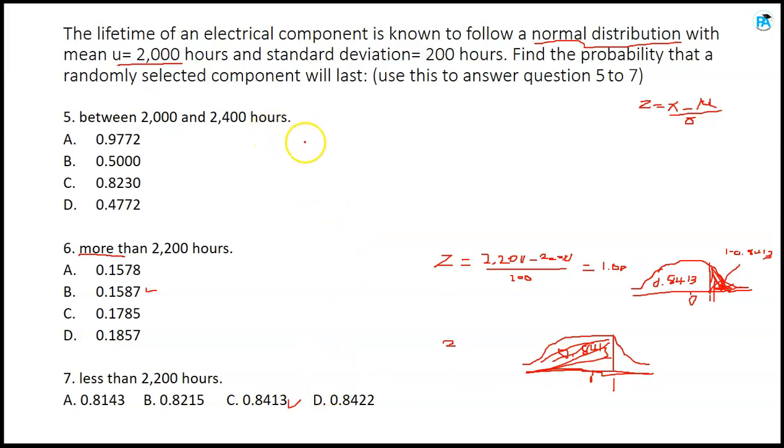But to answer question 5, you are going to find two Z's. Are you with me? You find Z1. Now to find Z1, you first take this as your first X. So you have 2000 minus 2000. You know the mean is 2000, isn't it? So 2000 minus 2000 divided by the standard deviation, which is 200. Do that. 2000 minus 2000 divided by 200 gives you what? It gives you 0. Are you following? Then you do the second one. You calculate Z2. Z2 will be what?